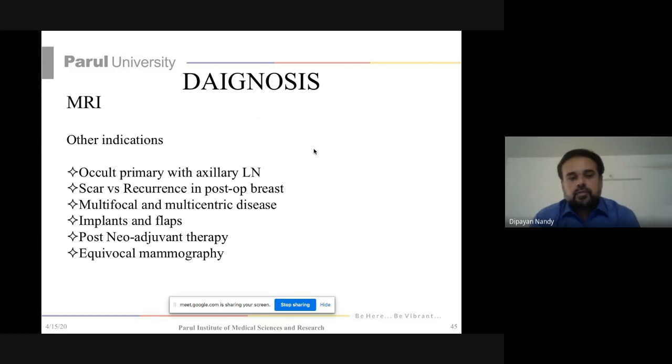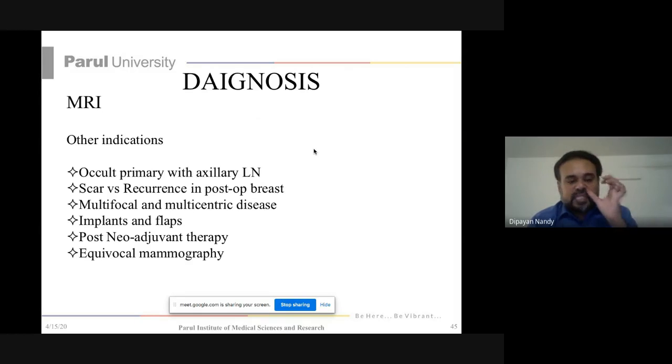Other indications would be an occult primary with an axillary lymph node. Sometimes the primary in the breast is so small, or maybe the breast is so bulky and dense that we are unable to palpate it, or the mammography is unable to detect the lesion. In these cases, MRI is very helpful and can help us get the diagnosis of a breast lump.